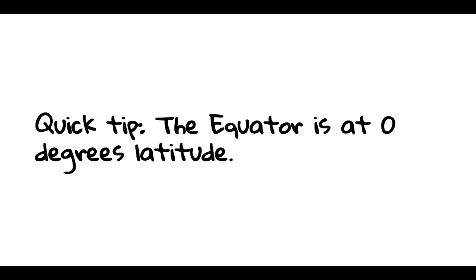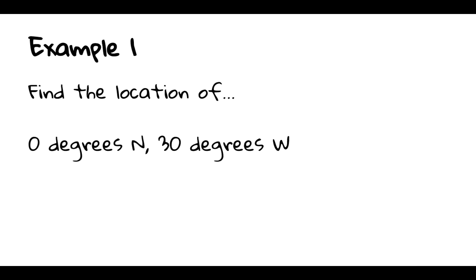Here's a quick tip that will help you with the first example. The equator is always at 0 degrees latitude. I say that because my first example is 0 degrees north, 30 degrees west. Since this is 0 degrees latitude, I know it must be somewhere on the equator. Let's check it out. 0 degrees north, 30 degrees west.